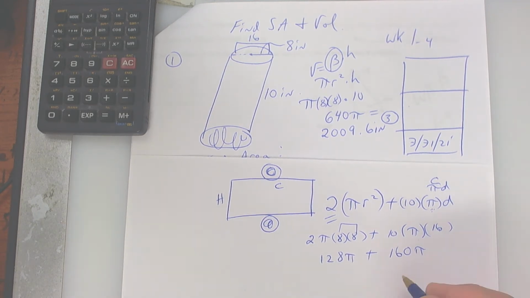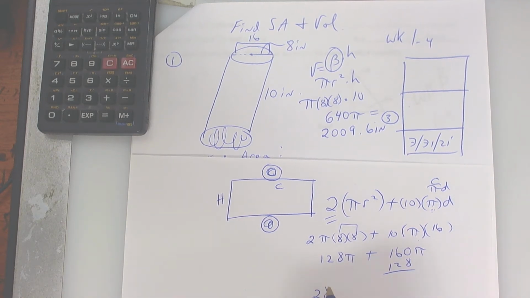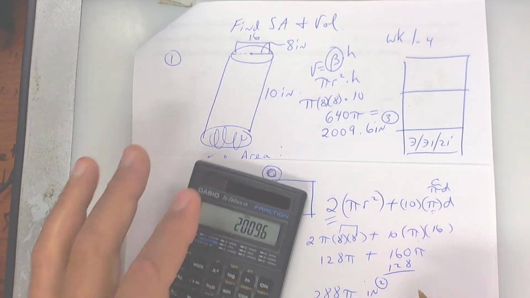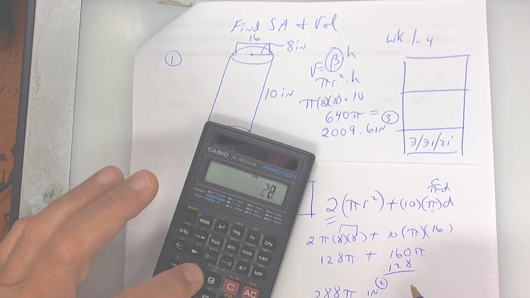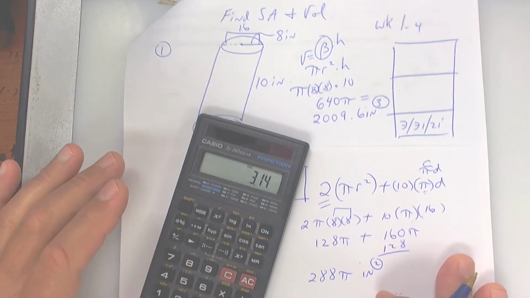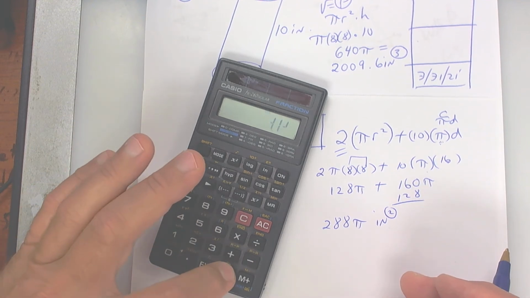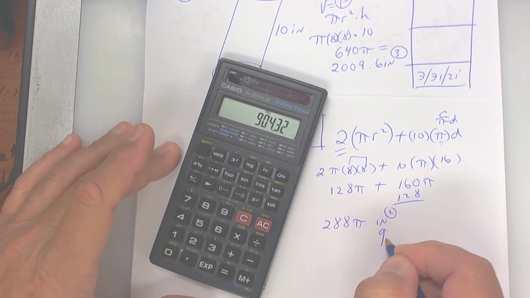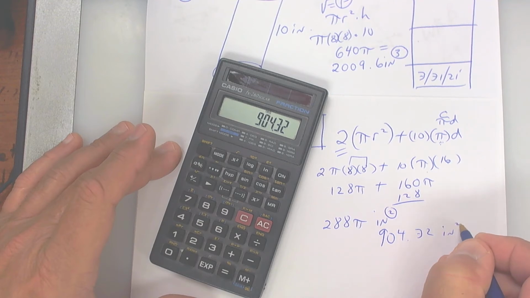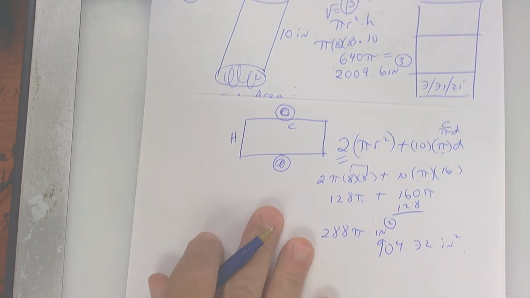So 128 on top of that is going to give you 288 pi. And this is surface area, so it would be square inches. Okay? If you want to know the real answer, you would take 288 times 3.14, and your final answer here is 904.32 square inches. All right, so we did surface area and volume.